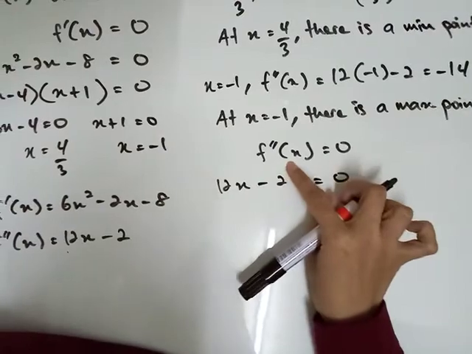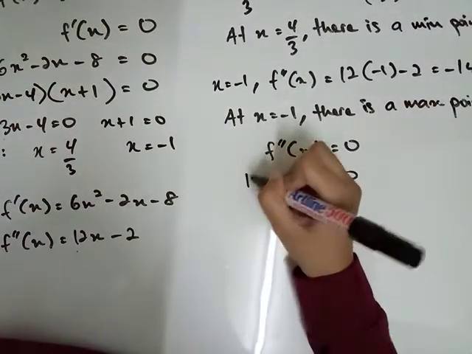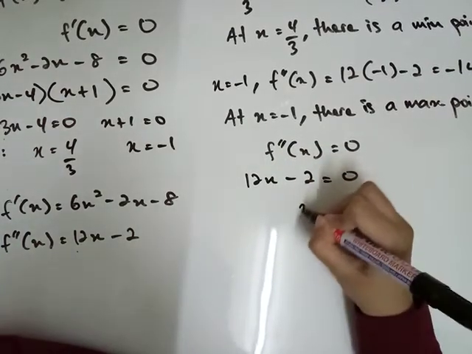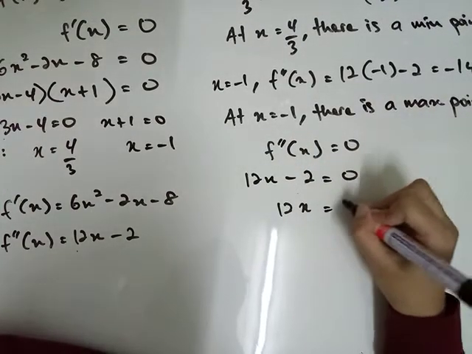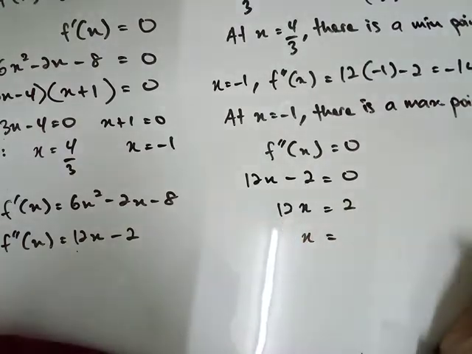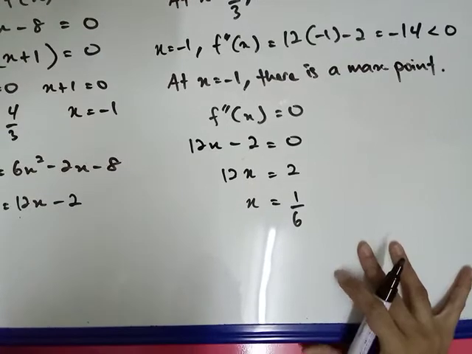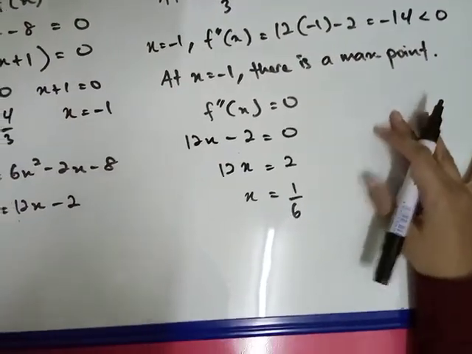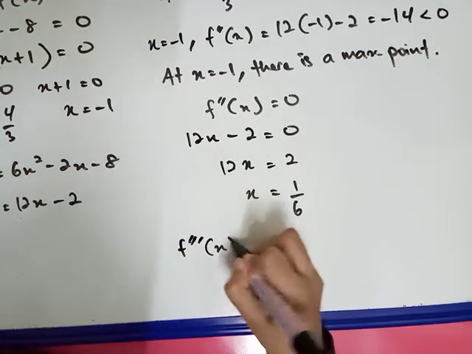We know that the second derivative is 12x minus 2, and then we put it in here: 12x minus 2 equals 0. Negative 2, move it to the right side, it will be positive 2. And then x equals 2 divided by 12, you get 1/6. And then you need to differentiate.